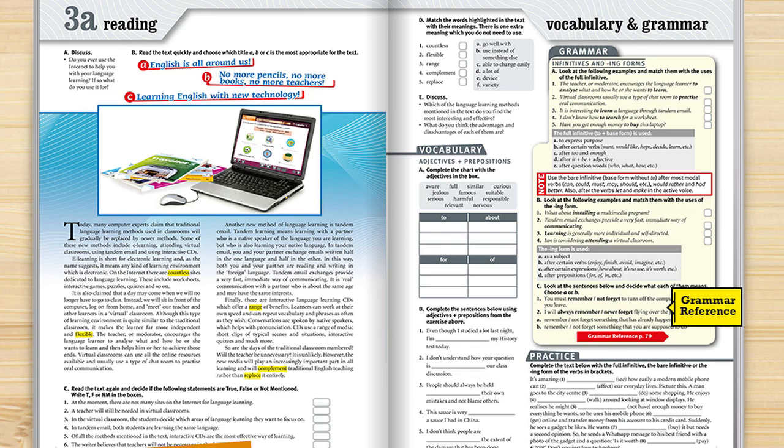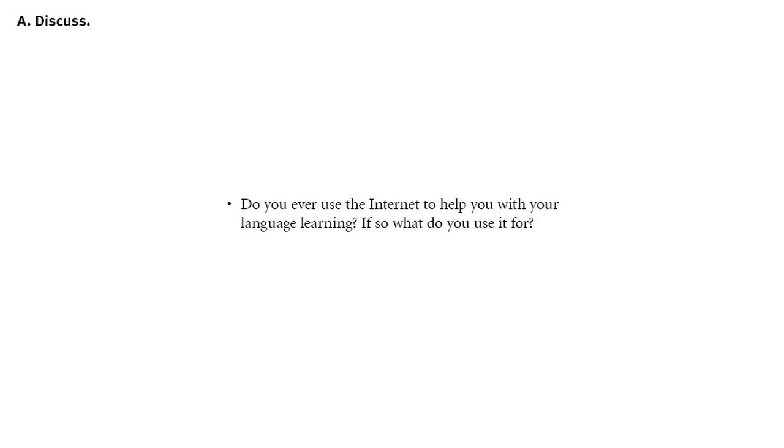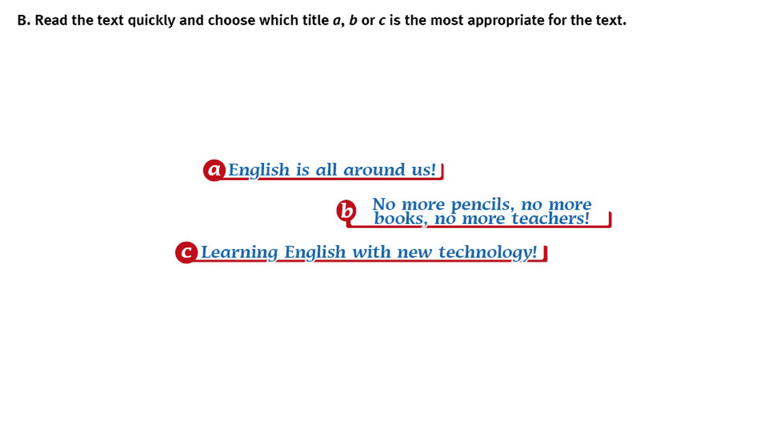3A. Reading. A. Discuss. Do you ever use the internet to help you with your language learning? If so, what do you use it for? هل تستخدم الإنترنت لتساعدك في تعلم اللغة؟ في أي شيء تستخدمها؟ B. Read the text quickly and choose which title A, B or C is the most appropriate for the text. أي العناوين هذه هو الملائم للنص؟ Learning English with new technology. تعلم اللغة الإنجليزية بالتقنية الجديدة.